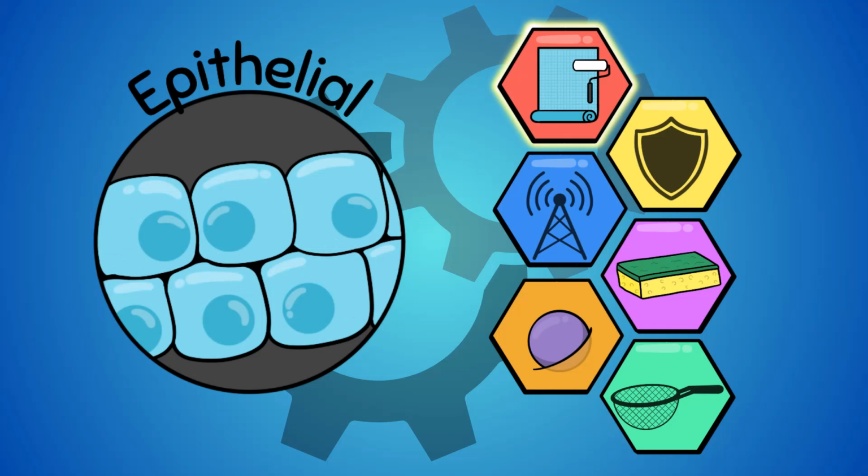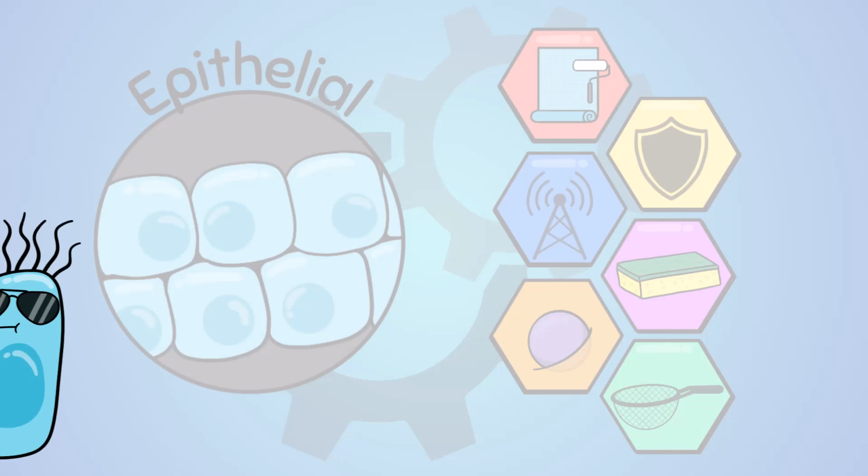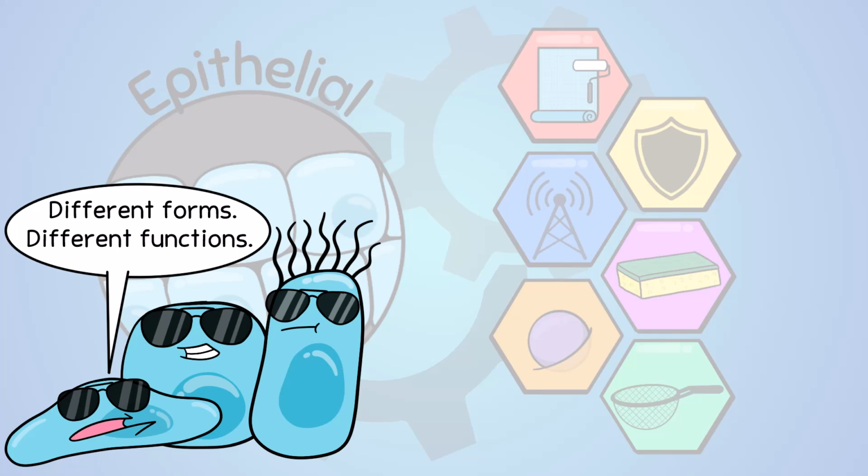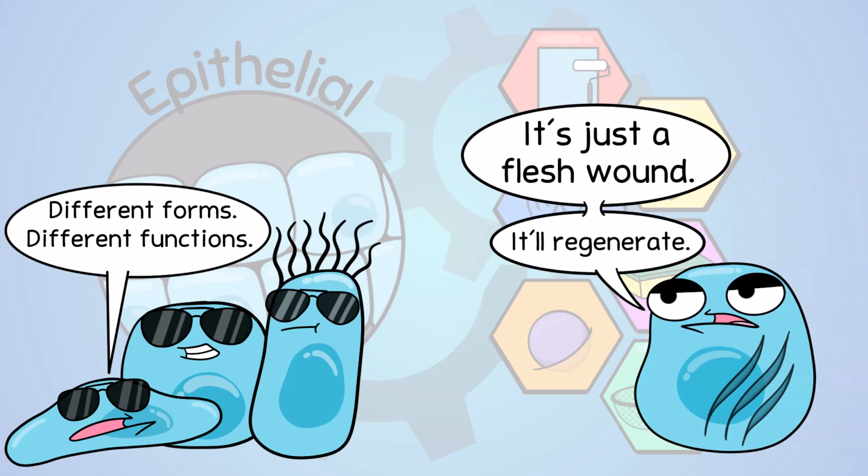Okay, so forming linings, protection, sensory reception, absorbing, secreting, filtering. These are just some functions that are highly dependent on how the epithelial tissue is structured. It's important that it is so diverse, as we mentioned, and as a bonus about epithelial tissue, in many cases, it can even regenerate. Important if it gets damaged.